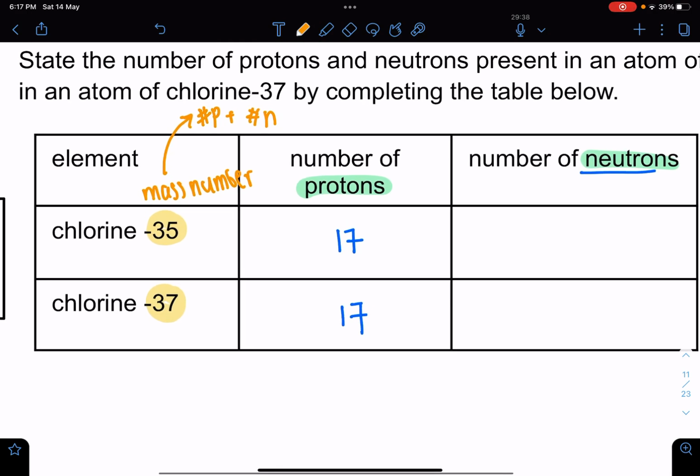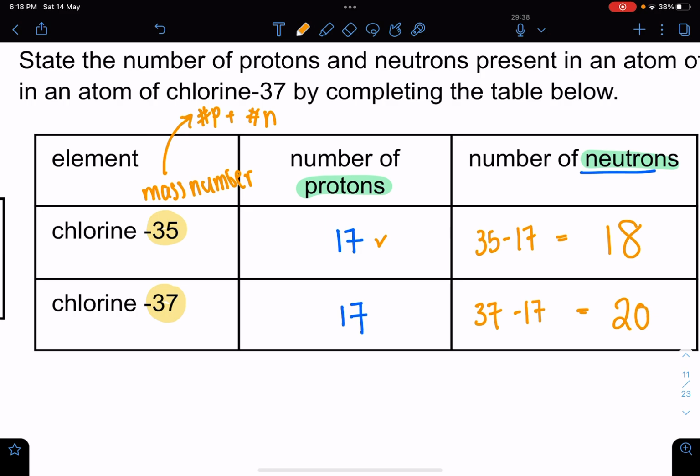So in chlorine 35, we know that the number of protons is already 17. So how many neutrons are there? We simply can just take 35 minus 17, so the answer will be 18. There are 18 neutrons. What about chlorine 37? Same thing, take the mass number minus proton number, answer is 20.